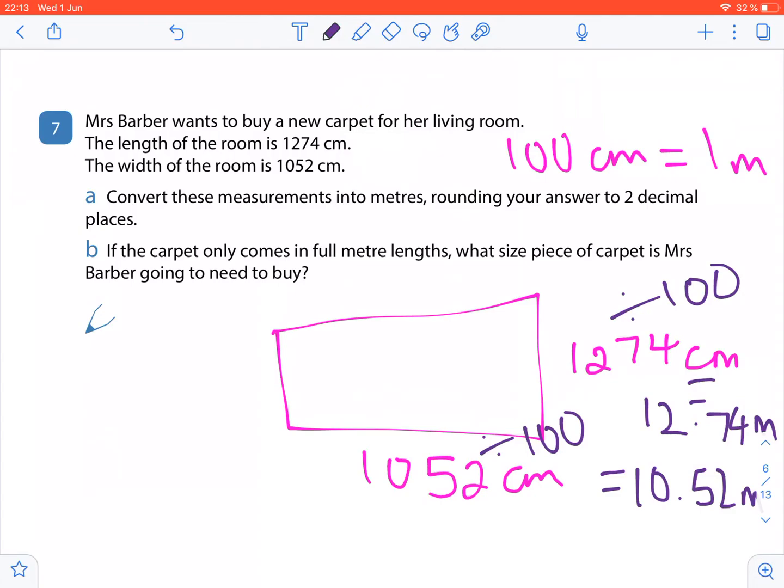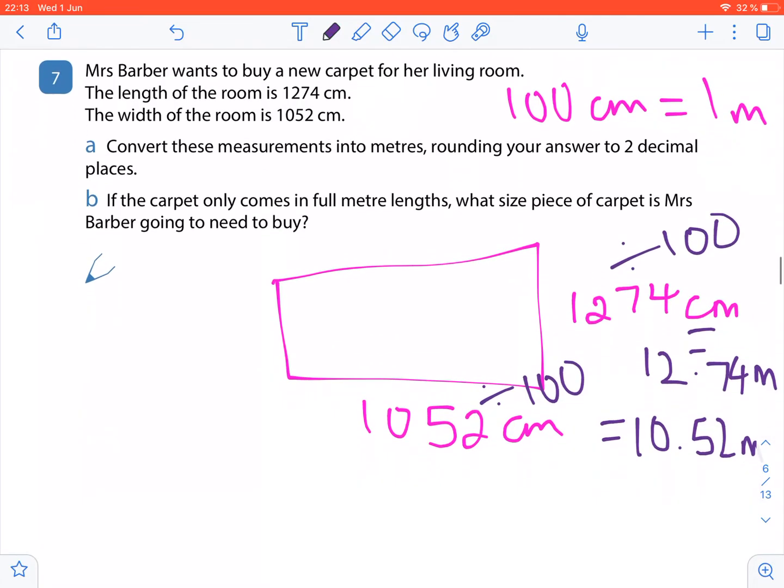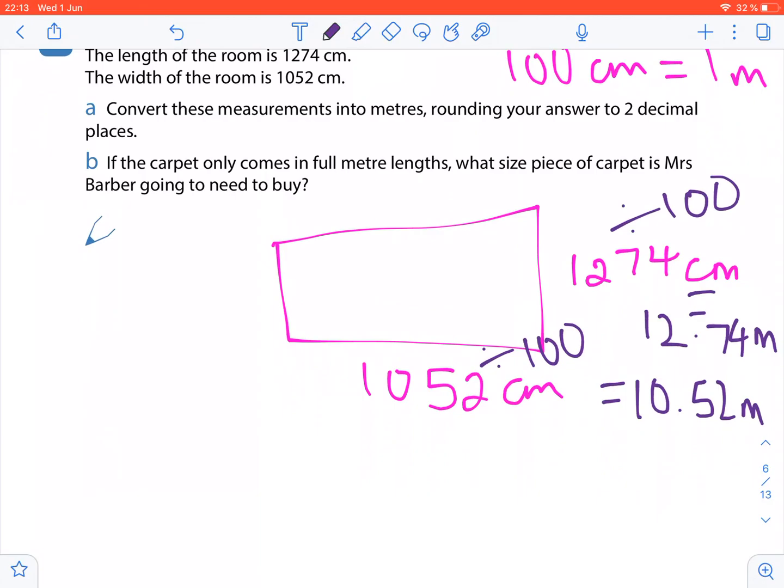Then it says, if the carpet only comes in full metre sizes, what size piece of carpet is Mrs. Barber going to need to buy? So we're just going to round these to the nearest whole number. So 12.74 metres is 13 metres, because she wants to cover the whole room. So she can always buy it and then cut pieces off. So for 10.52, we round to the nearest whole number, 11 metres. So she wants a carpet of 13 metres by 11 metres.